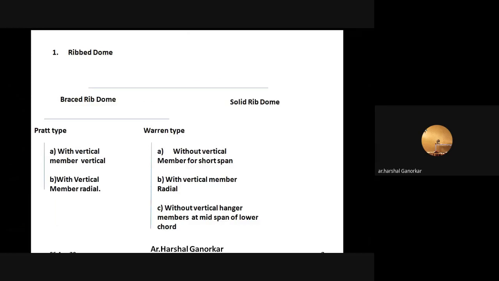If we talk about rib dome, then there are braced rib domes and solid rib domes. And in braced rib domes, there are Warren type and Pratt type. So Warren type and Pratt type are the basic types of truss, or the overall use of bracings in it. It has vertical with vertical member, vertical with vertical member radial. In one type we have without vertical member for short span, with vertical member radial, without vertical hanger member at mid span of lower chord.